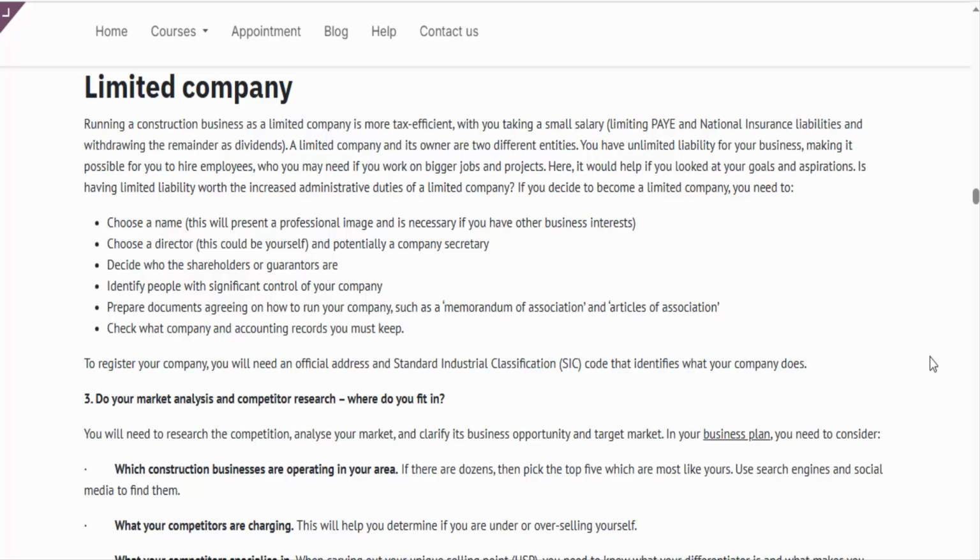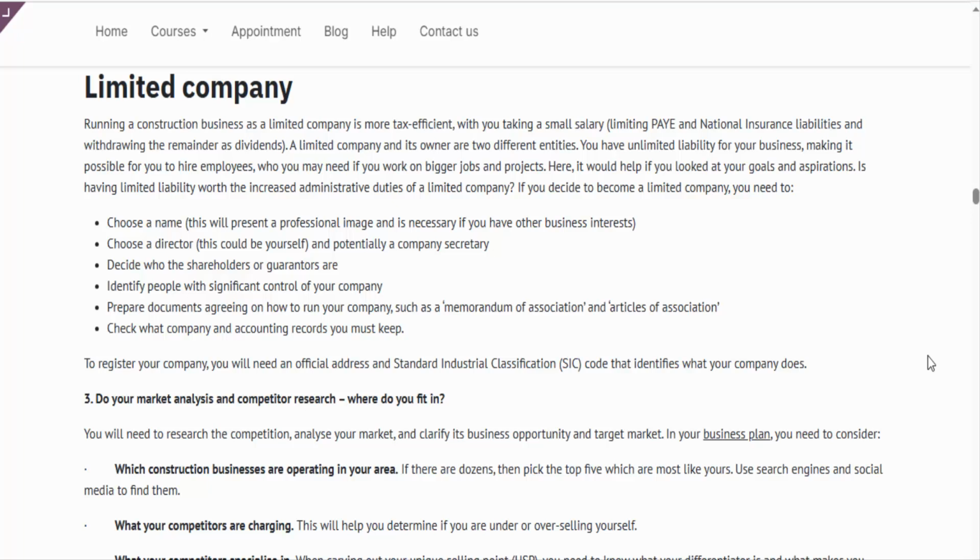If you decide to become a limited company, you need to choose a name. This will present a professional image and is necessary if you have other business interests. Choose a director. This could be yourself, and potentially a company secretary. Decide who the shareholders or guarantors are. Identify people with significant control of your company. Prepare documents agreeing on how to run your company, such as a memorandum of association and articles of association. Check what company and accounting records you must keep.